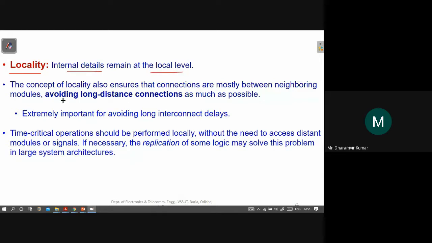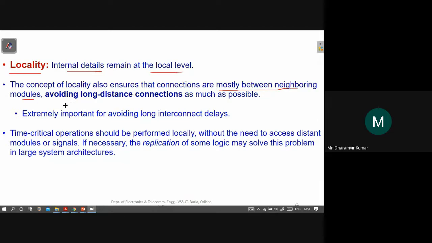The concept of locality also ensures that connections are mostly between neighboring modules. We know that those modules should be interconnected with other modules. Without interconnecting we cannot achieve any functionality. So all those smaller sub modules must be interconnected to the other modules. The effort is to have the connections that are mostly between neighboring modules.